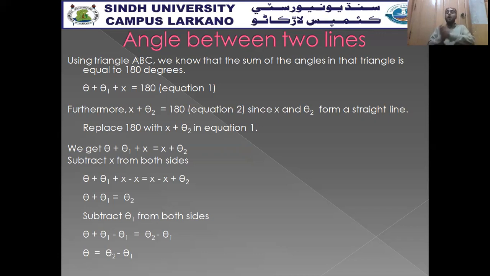We get theta plus theta 1 plus x is equal to x plus theta 2. Let's subtract x from both sides. Theta plus theta 1 plus x minus x is equal to x minus x plus theta 2. What we get is theta plus theta 1 equals theta 2.